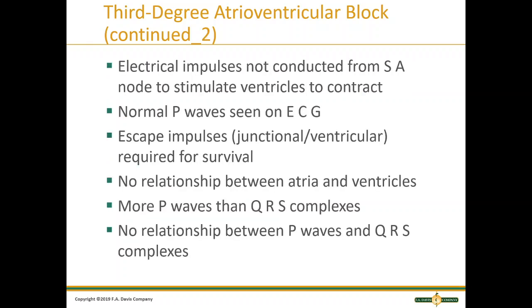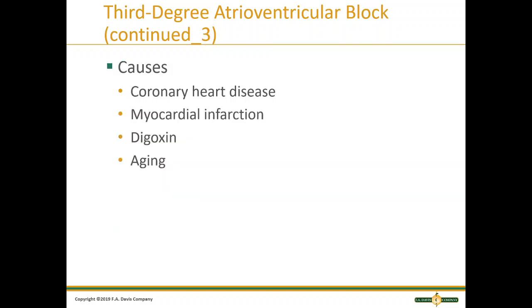Okay, electrical impulses of a third degree AV block, the SA node. Again, you're just going to see that these are different parts of the heart, with no relationship between atria and ventricles, P waves versus the QRS complexes. No relationship between P waves and the QRS complexes. You can see that they're not communicating properly.